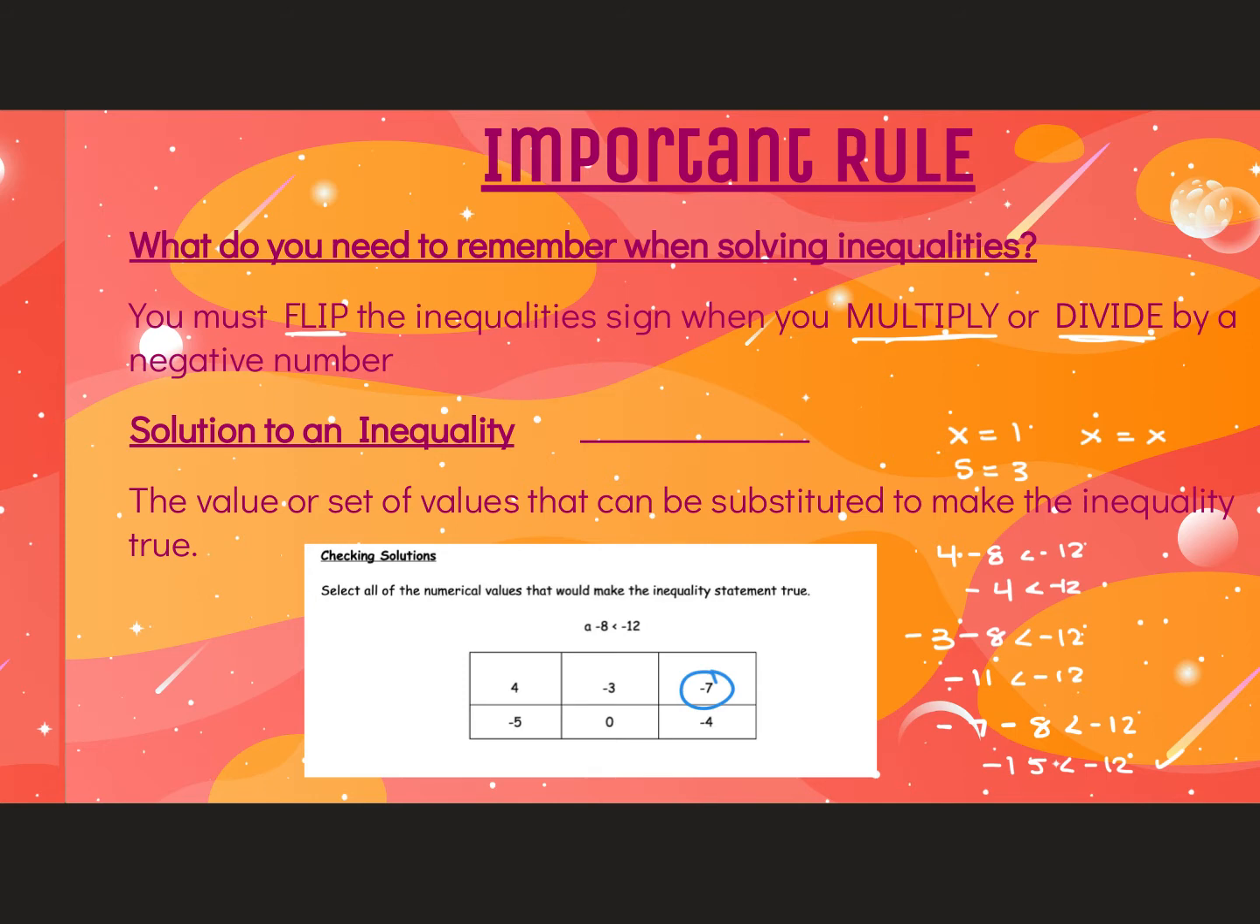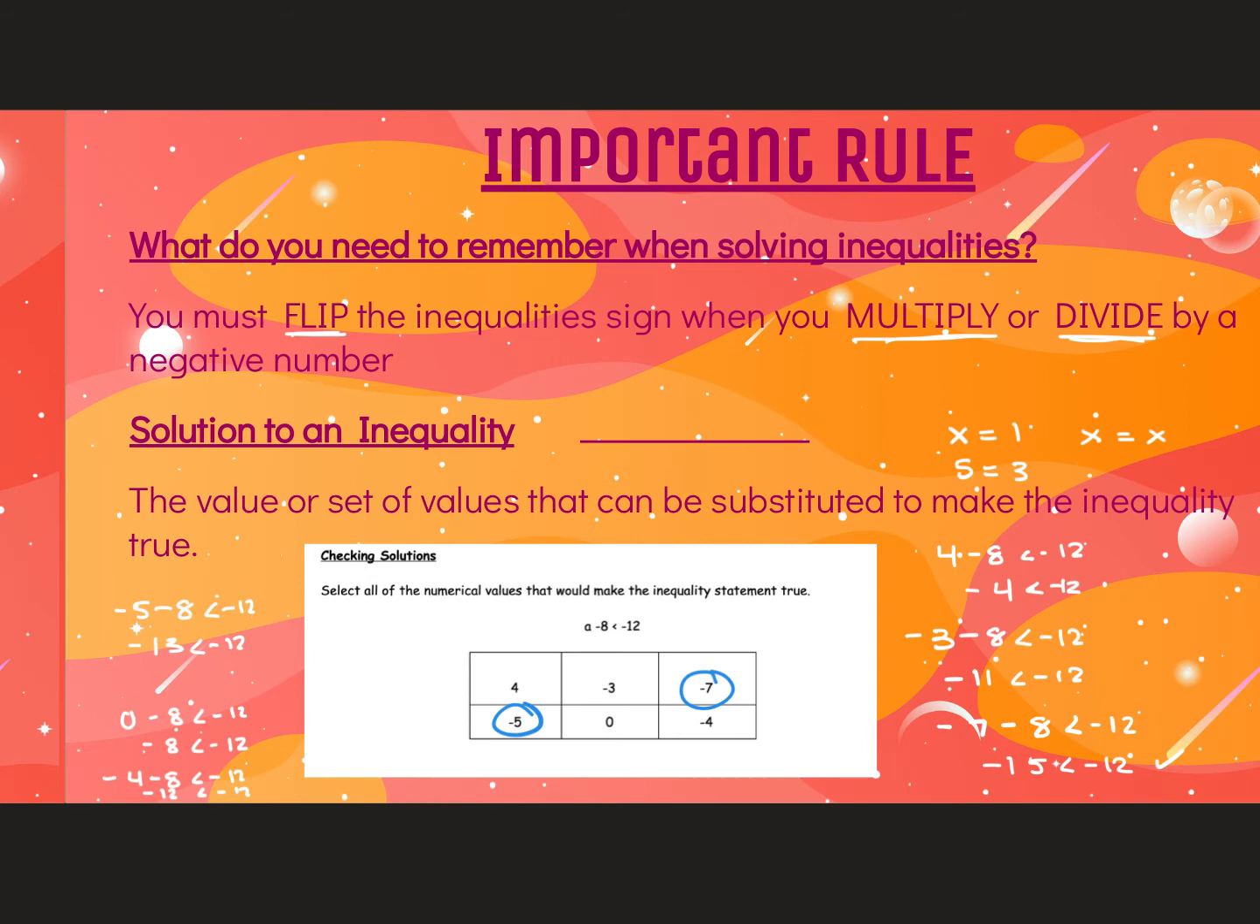Let's try negative 5. So I have negative 5 minus 8 is less than negative 12. I have negative 13 is less than negative 12. That is also a true statement because, again, negative 12 is closer to 0 on the number line. We have 0 minus 8 is less than negative 12. So that's negative 8 is less than negative 12, which is not a true statement. And then we have negative 4 minus 8 less than negative 12. We get negative 12 is less than negative 12, which is also not a true statement.